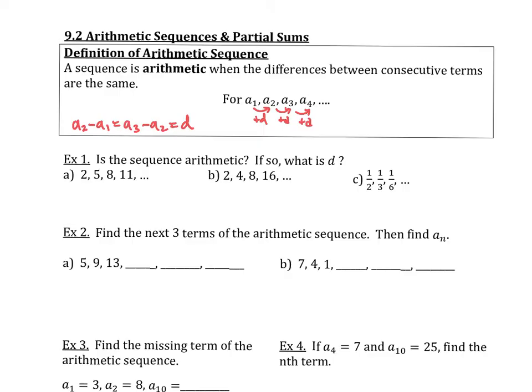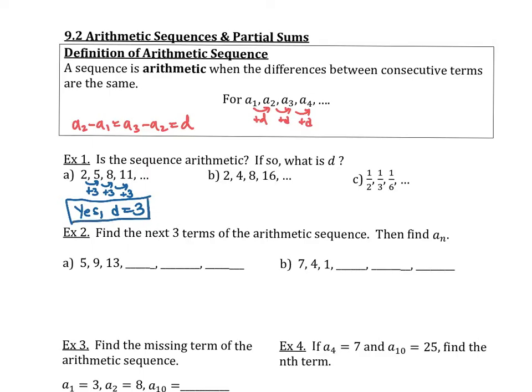Okay, so for example 1, you just have to look at it and see if it's arithmetic. If it is arithmetic, indicate what the value of d is. So you don't have to do subtraction, you don't have to use a formula, you just have to look at it. So if I check A, it goes from 2 to 5, so it's increasing by a difference of 3, increases by 3, increases by 3. So from what I can tell, this is arithmetic, and the difference is positive 3. And we will assume that that pattern is going to continue.